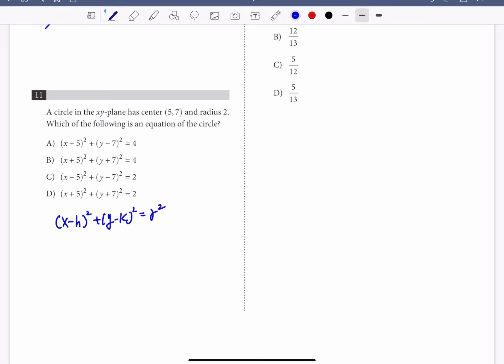In this form, we can find the xy coordinates of the center. The center is (h, k). Be careful, there should be negatives here. Negative, negative. And r means radius.